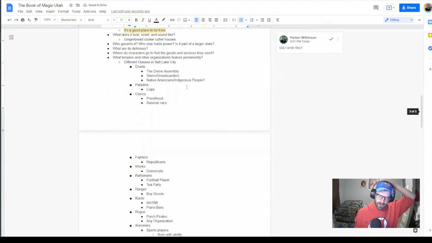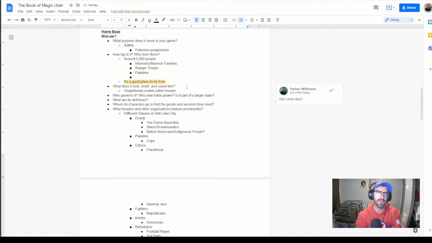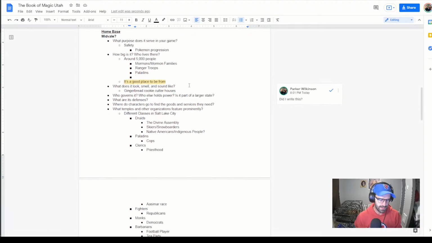Who else lives there? Man. There's probably paladins. Not very many though. Pretty small amount. Especially if paladins are gonna be cops, then it's pretty low. There could be like a really small monastery. I don't know. I actually don't know if there's even a monastery in Midvale. Maybe not. Barbarians. Yeah, where would barbarians meet in Midvale if they were there?